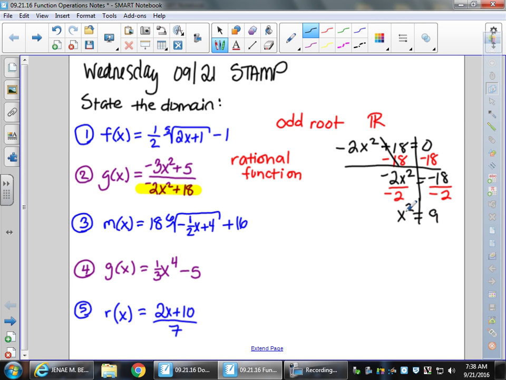What's the inverse operation of squaring something? Square root. So we take the square root of both sides, and what do I get as an answer? Good job for remembering both answers. So my domain will be all real numbers, x not equal to plus or minus 3. We have to exclude both values.